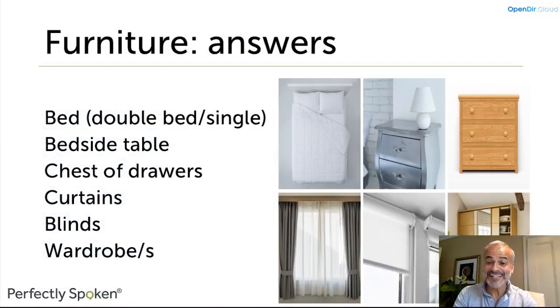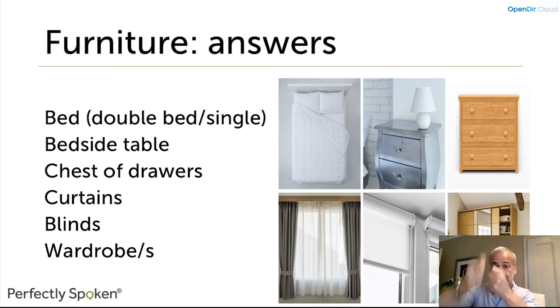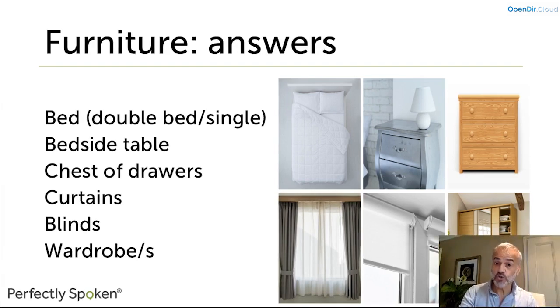Okay, here are the answers then, left to right. A bed, we've got a bed. You can have a double bed or a single bed. A bedside table, next to the bed, a bedside table. A chest of drawers, curtains, blinds, and a wardrobe or wardrobes for your clothes. Wardrobes.